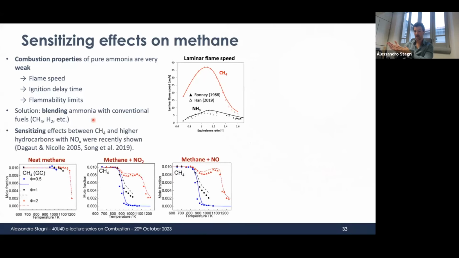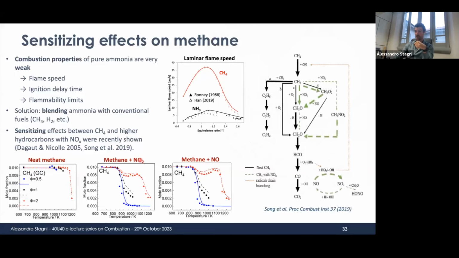If we want to study ammonia-methane, we should start from the ammonia and nitrogen oxides interaction. Why this? Because in the past, a sensitizing effect between methane and nitrogen oxides was already shown.